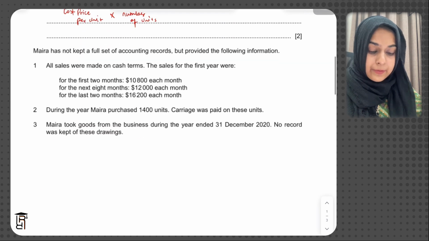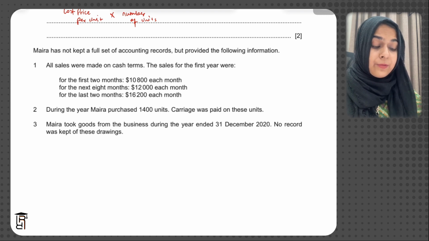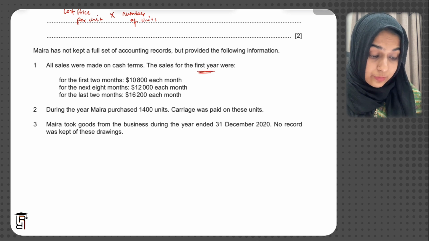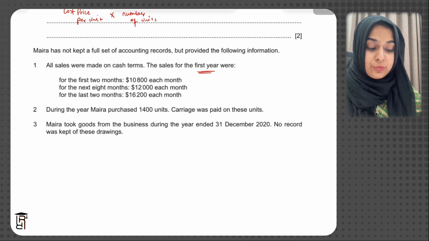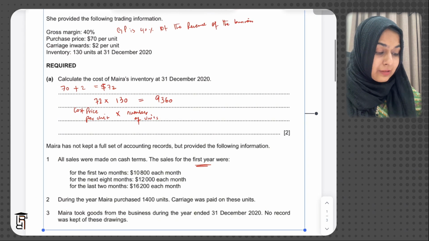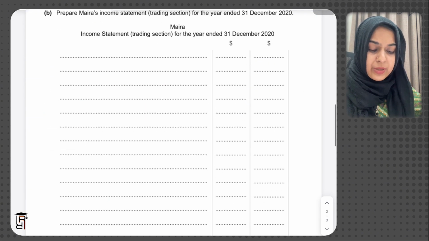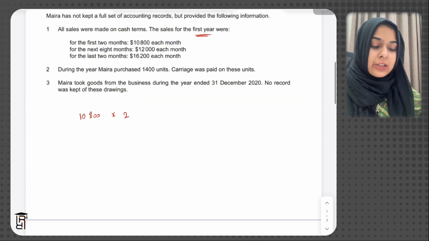Then they are saying here, Myra has not kept a full set of accounting records, but provided the following information. All sales were made on cash terms. The sales for the first 2 months were 10,800 each month. So 10,800 multiplied by 2. In part B of this question, they're asking you to make the income statement. So you need to calculate total sales to actually start the income statement.